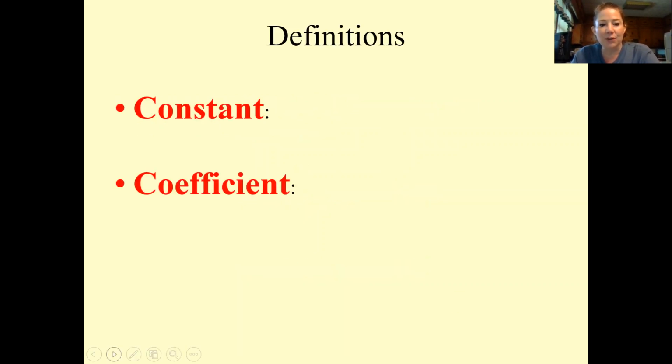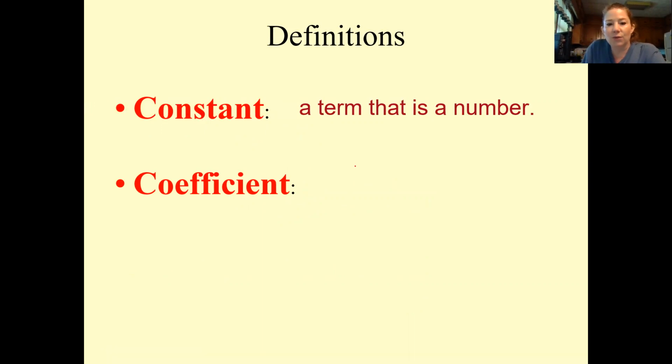Just another reminder, the word constant in math means it's a number not attached to a variable, right? So like in the first slide we saw, the number 12 is a constant. It's not attached to a variable.